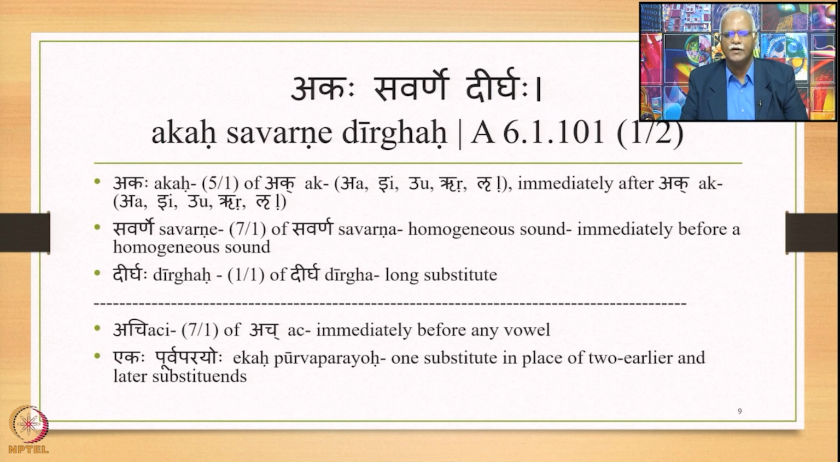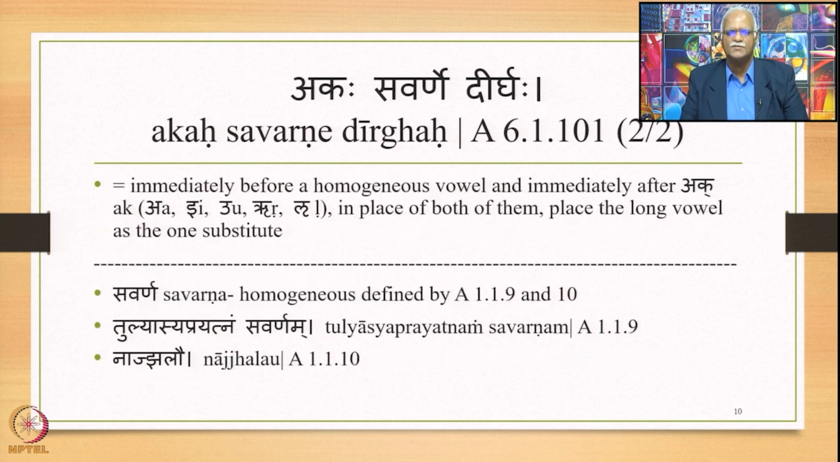Dirghaha is the third word in the sutra, which means a long substitute. The word Achi continues, which is 7/1 of Ach. Ach means a vowel. Achi means immediately before a vowel or any vowel. Ekapurva Parayoho is the Adhikara, which is one substitute in place of 2, namely previous and latter substituents. So, having put all these things together, we get the meaning of Akas Savarne Dirghaha in the following manner.